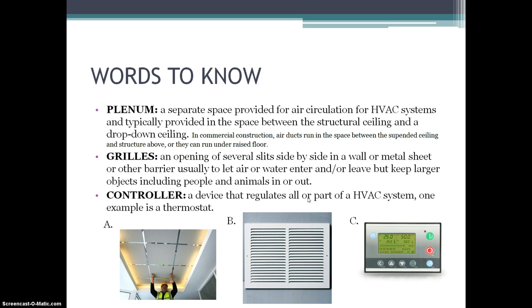There are grills, an opening of several slits side by side in a wall or metal sheet or other barrier, usually to let air or water enter and or leave, but keep large objects, including people and animals, out. And that is picture B. A controller is a device that regulates all or part of a HVAC system. Picture C, a thermostat, is another word for it.